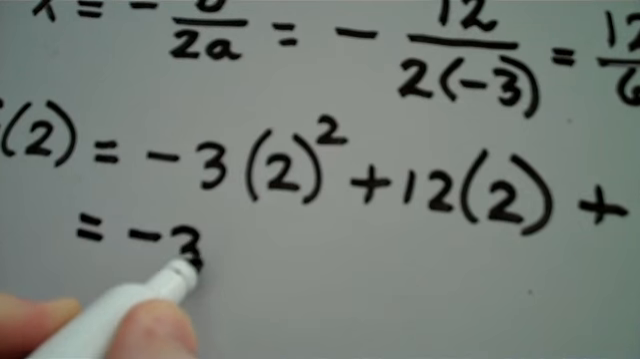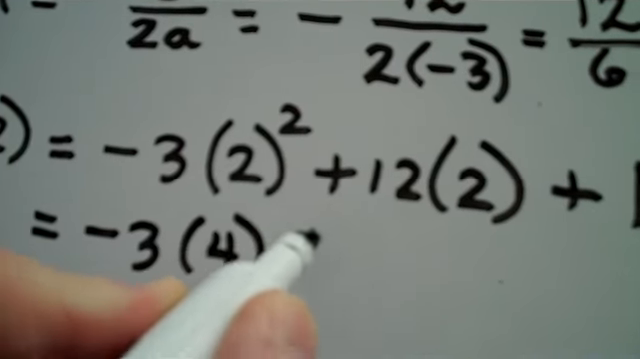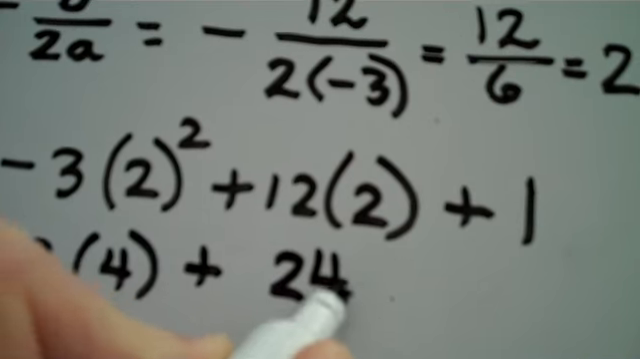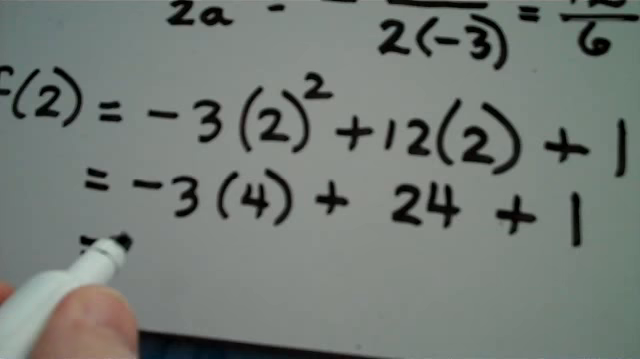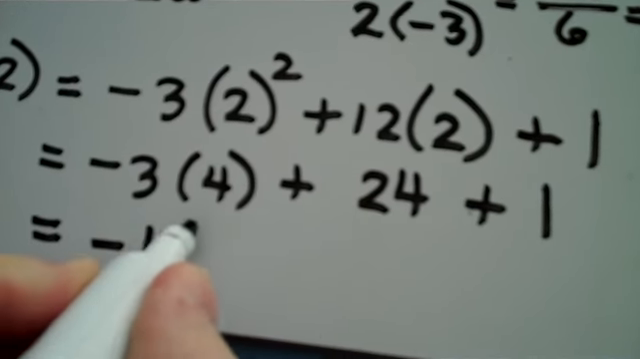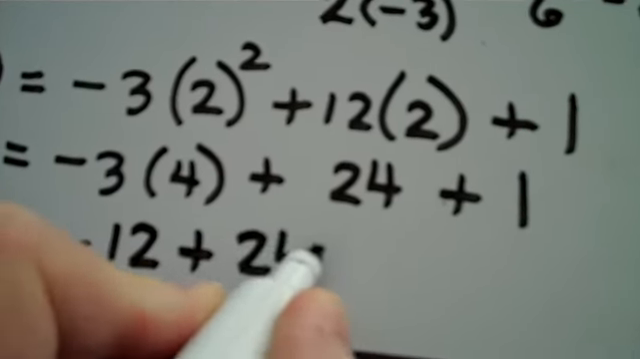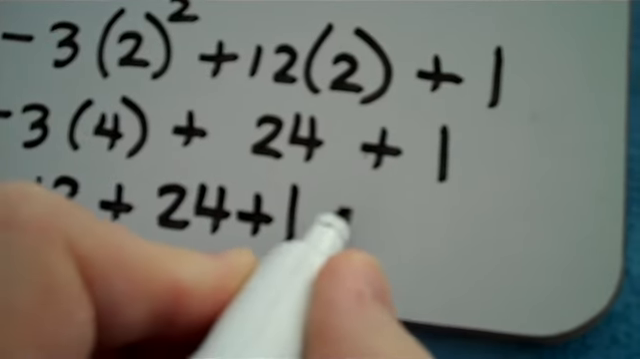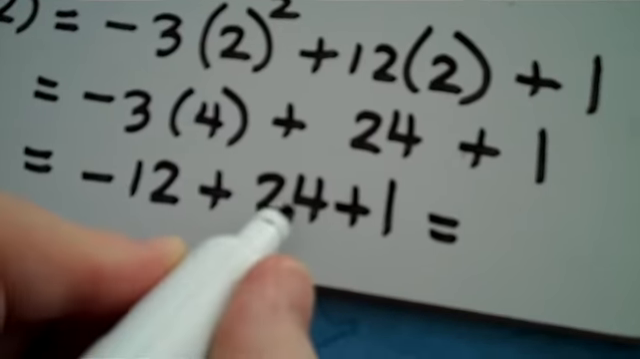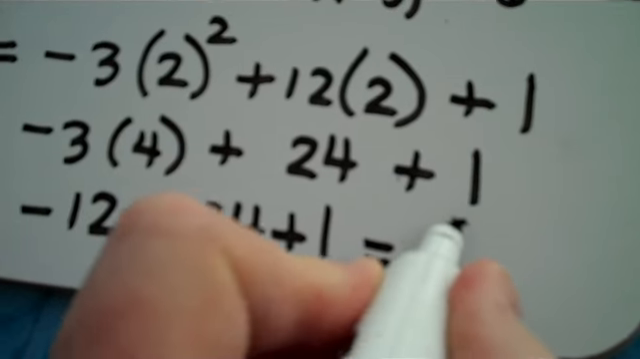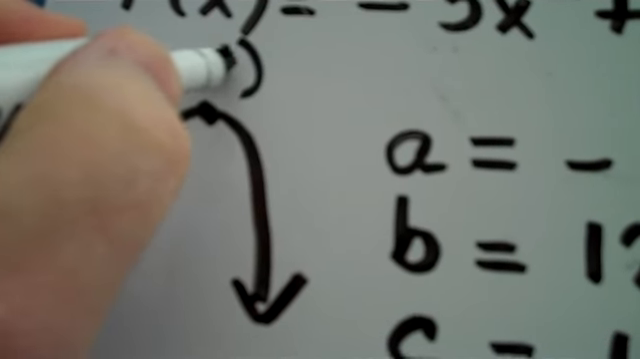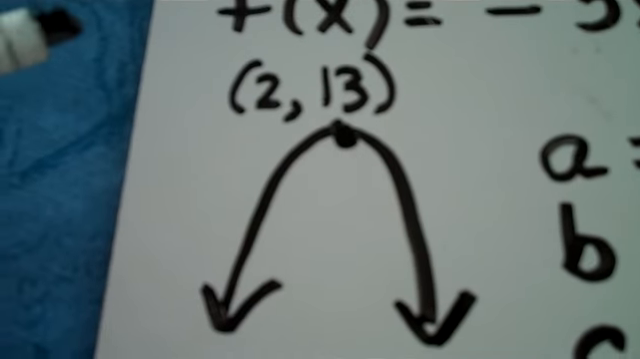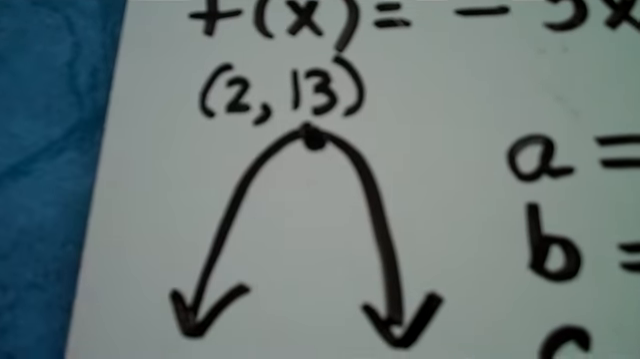This is the opposite of 3 times 4 plus 24 plus 1. Watch the arithmetic. It can be a killer. We have a negative 12 plus 24 plus 1. Let's see. Negative 12 plus 24 is 12. 12 plus 1 is 13. So, there's my answer. The vertex of my parabola is the ordered pair (2, 13).